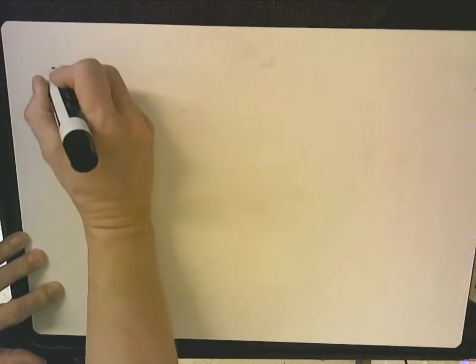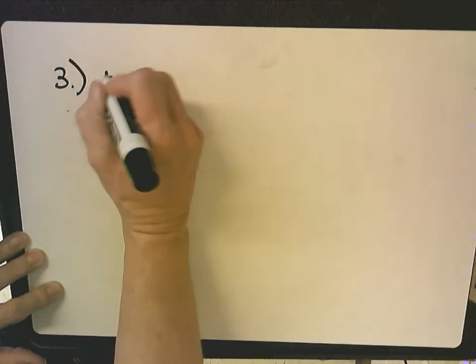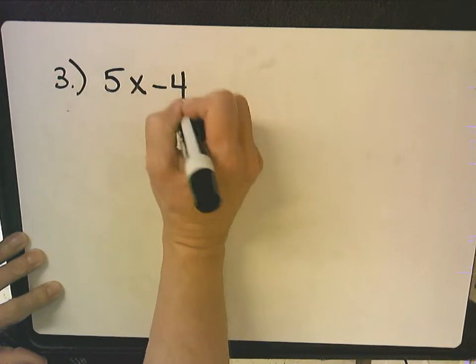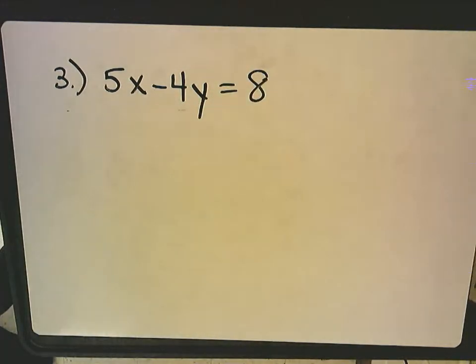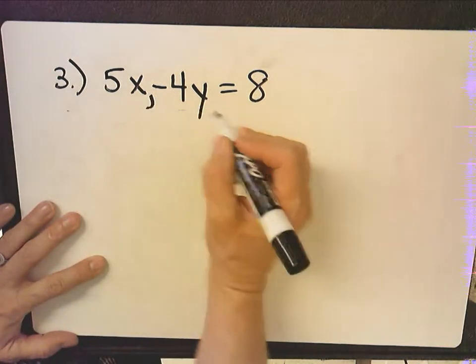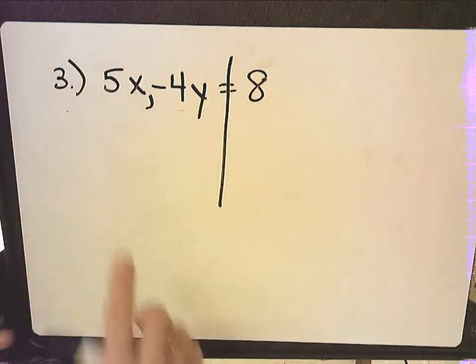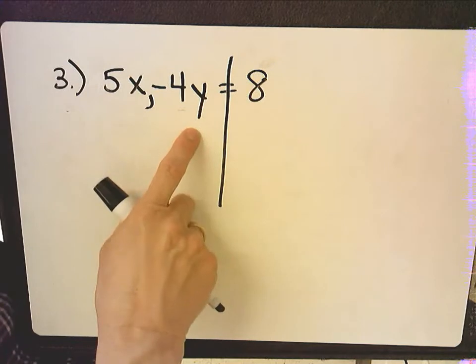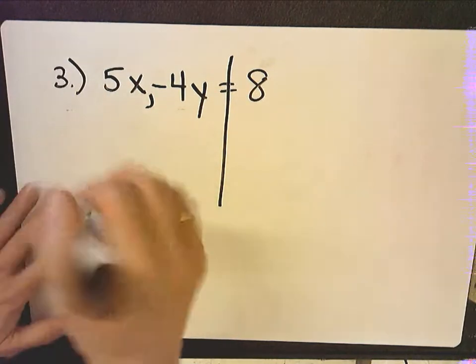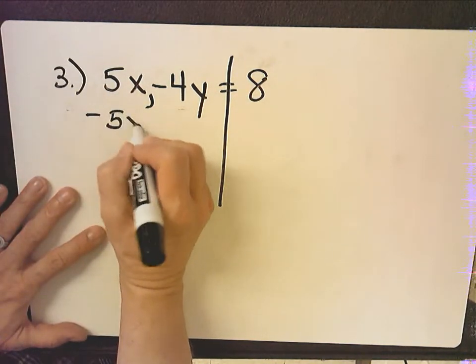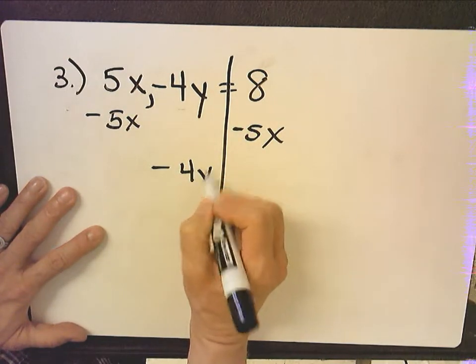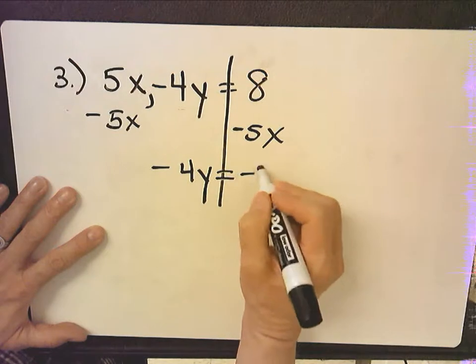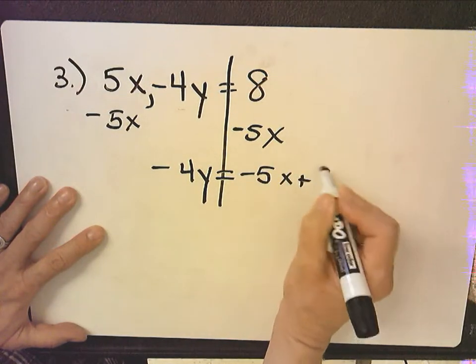Now, for number 3, 5x minus 4y equals 8. So, again, on the left-hand side, I have two terms. One has a y, one doesn't. I'm going to take away the term that doesn't have a y. So I'm left with negative 4y equals negative 5x plus 8.